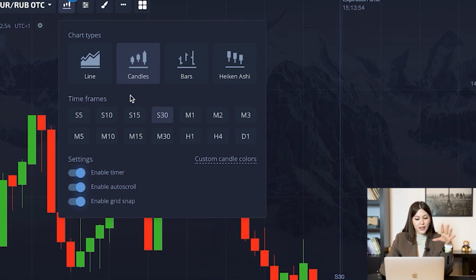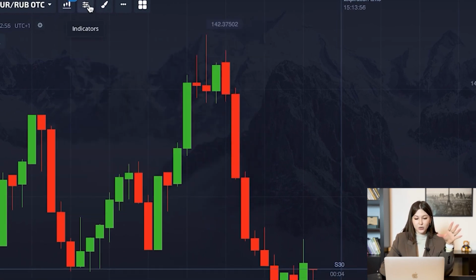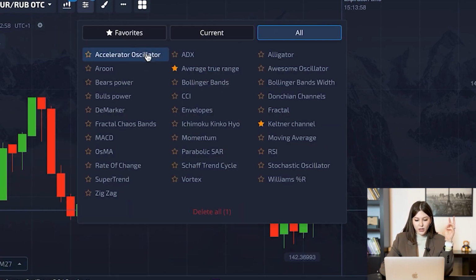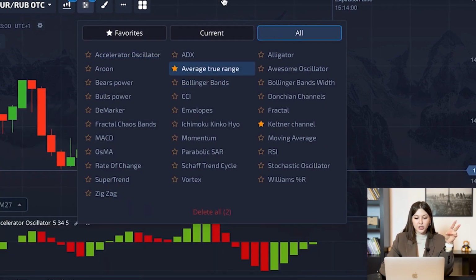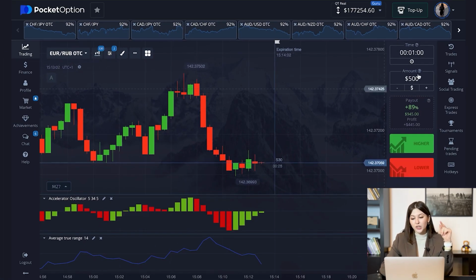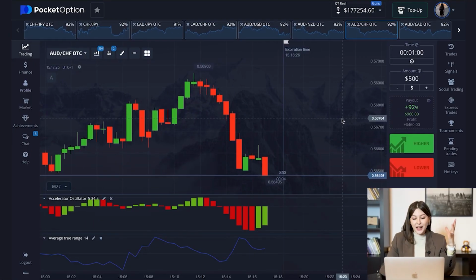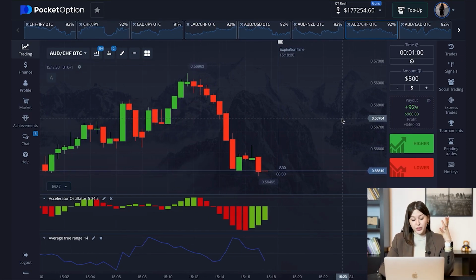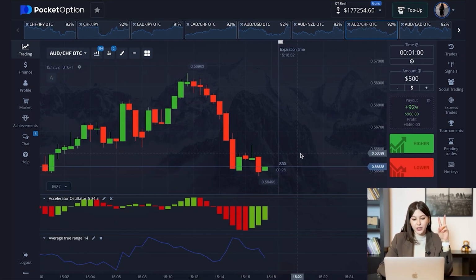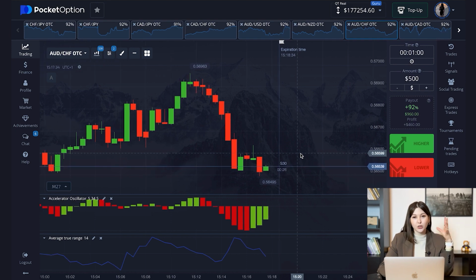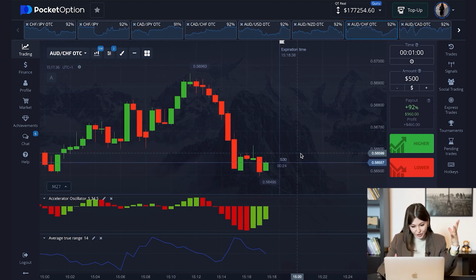We use the candles for 30 seconds as usual, and today we're going to use the oscillator and average true range, and we're going to start our trading history for today with $500. Okay guys, let's find the asset that we're going to start our trading in. This does not have to be a very successful deal because I want to show you what the Martingale strategy is.